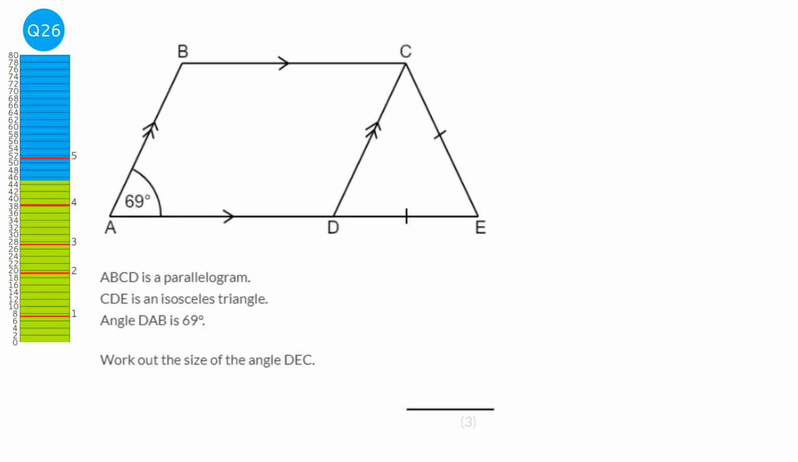So we're looking for angle DEC, which is this one here, but we can't go directly there. We've got to kind of work our way towards it. And the first thing I'm going to look at is these set of parallel lines here. And we've got a line going through these parallel lines, which is this line here. And so therefore this angle here and this angle are going to be corresponding. So this is going to be 69 degrees.